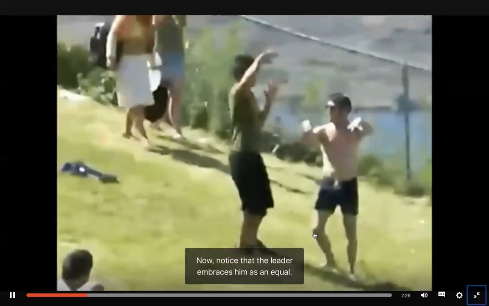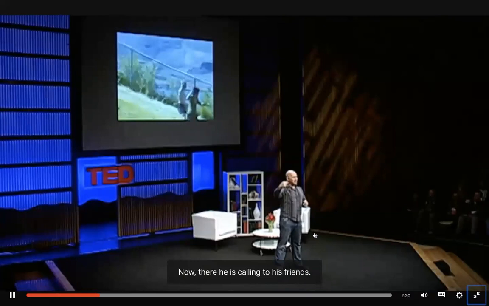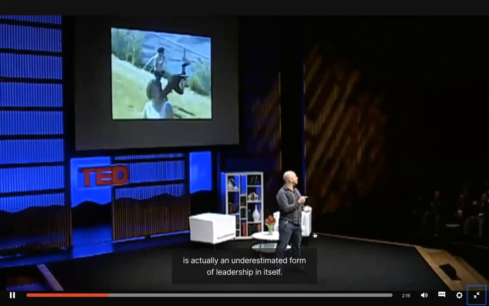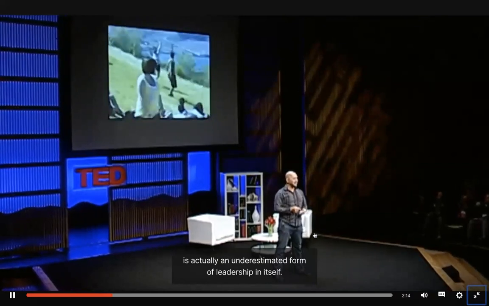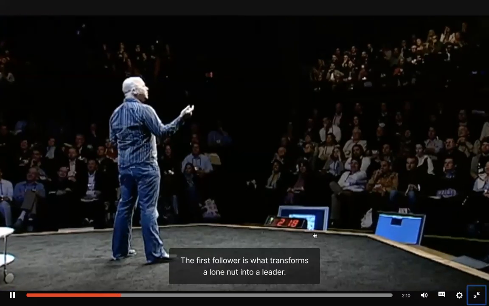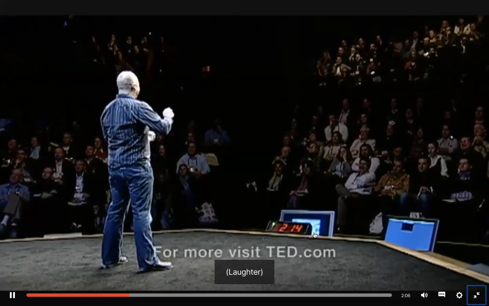Now notice that the leader embraces him as an equal. So now it's not about the leader anymore, it's about them, plural. Now there he is calling to his friends. Now if you notice that the first follower is actually an underestimated form of leadership in itself. It takes guts to stand out like that. The first follower is what transforms a lone nut into a leader.